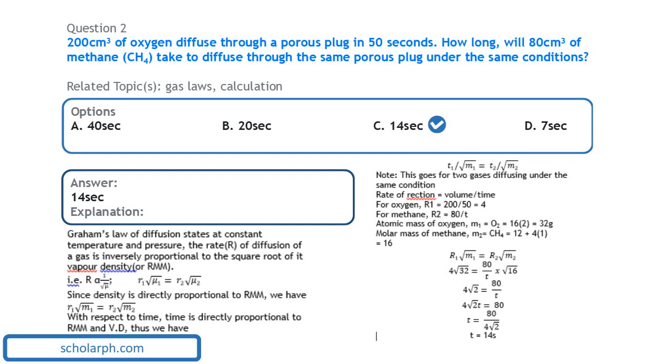Then from here we can cross multiply the time. If you cross multiply the time, then you are going to have 4 root 2 times T equal to 80. To get the value of T, we are going to divide both sides by 4 root 2, and you are going to get approximately 14 seconds.